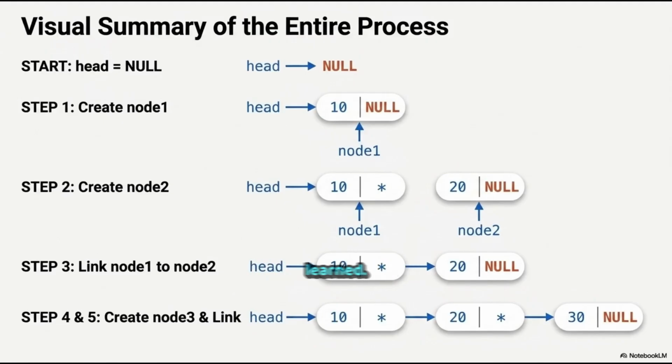Time to test what we've learned. Let's rapidly review our construction from the ground up. Start. Head points to null. Step 1, we create node 1, assign it 10, and anchor head to it. Step 2, we create node 2 in total isolation and give it 20. Step 3, we take node 1's pointer and physically link it right to node 2. Steps 4 and 5, we create node 3, link node 2 into it, and ensure that the final node's pointer drops safely into null. Look at that. Every single piece forms the complete chain perfectly.